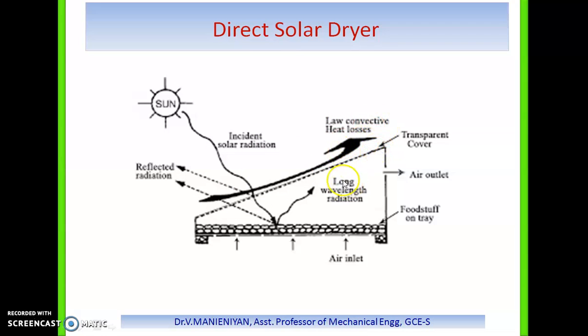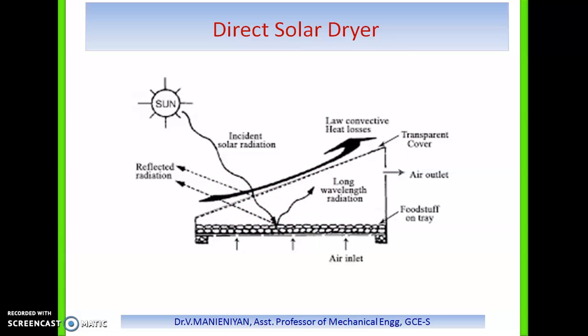So in this system, the crops are spread inside the chamber base, having a metallic or net frame which is covered by a transparent glass cover. An air vent is provided on one side of the chamber to facilitate the escape of hot air and moisture. A part of the incident solar radiation on the glass cover is reflected back to the atmosphere. The remaining part of the solar radiation is transmitted through the glass cover and absorbed by the crops.